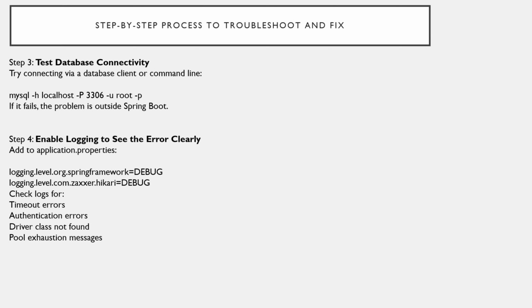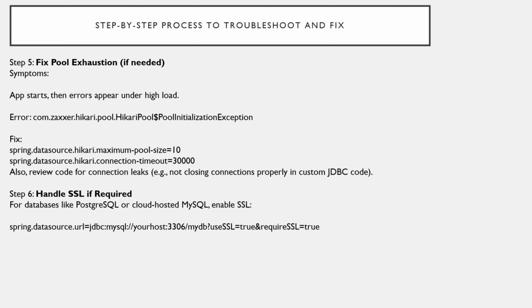Fourth thing, you have to check for the logging. You have to always enable the logging things. In Spring Boot, you can enable the levels of logging, so you have to keep it as debug. There might be a possibility of timeout error, some authentication error, some driver related issue, or some exhaustion of the pools which you have created. So you have to always look out for those particular logging things, where it will give you a clear message what might be the problem.